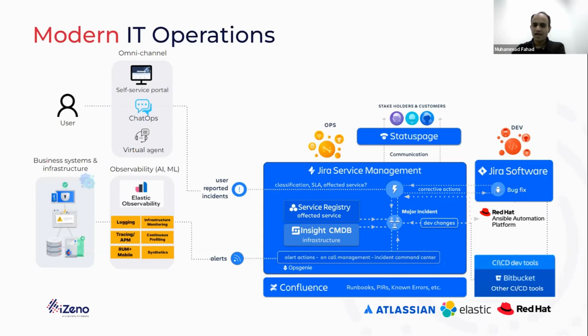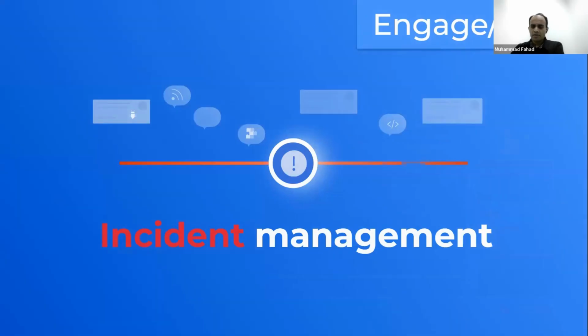Okay, and while we have this modern system in place that has an AI element, people can still report the day-to-day issues or incidents that they experience, and the system will incorporate that into the platform. Okay. Now we move into the incident management practice of this engage piece.